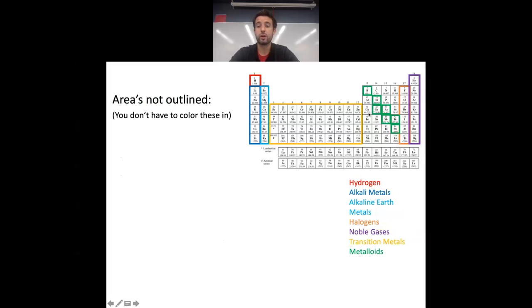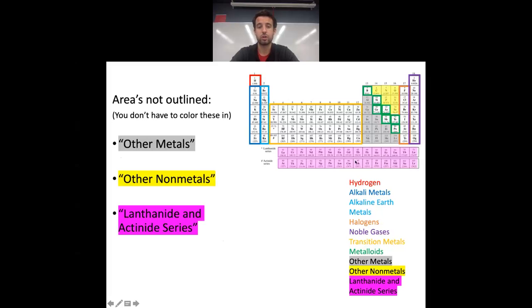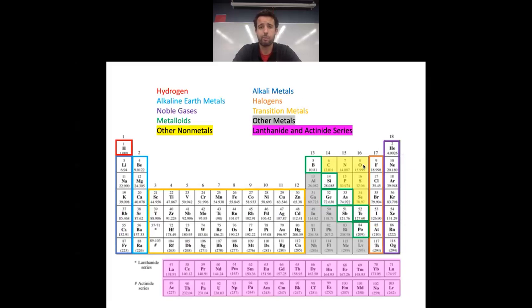You might notice that there are some areas that are blank. There's this little area below the metalloids. There's this little area above the metalloids. And there's these 2 little rows. Here's what I'll tell you about them. You don't need to know them. Just know that everything on the bottom here is a metal. So we call them other metals. Everything above the stair-step line, above the metalloids, are non-metals. And then these 2 guys down below here are called the lanthanide and actinide series. They're also metals, and we won't really talk about them a whole lot. They're kind of weird, kind of bizarre.